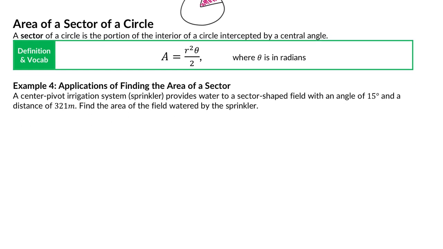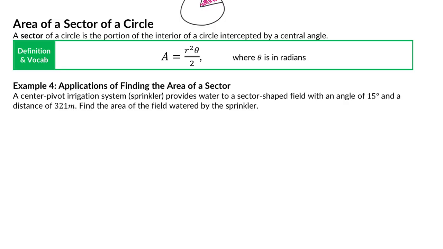It says, a center pivot irrigation system, which is a really fancy name for a sprinkler, provides water to a sector-shaped field with an angle of 15 degrees and a distance of 321 meters, which is really far. It's a crazy sprinkler. Find the area of the field watered by the sprinkler. This must be a farm and ranch style, irrigating your crops sort of situation, not like playing in the front yard sprinkler.